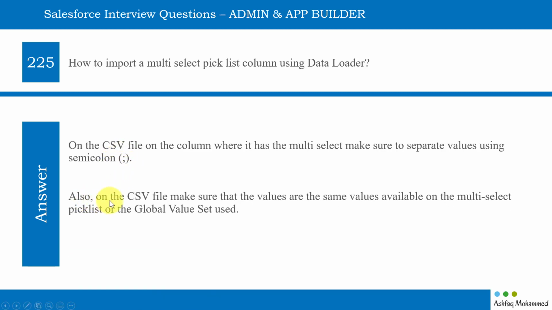Also on the CSV file, make sure that the values are the same values available on the multi-select pick list or the global value set used. For example, you have values like hot, cold, warm. The Excel sheet should have only these same values. If you add anything else apart from these three values available in Salesforce, it might give you an error saying that this value is not matching with the pick list values of the field you mentioned. So be careful, try this one.